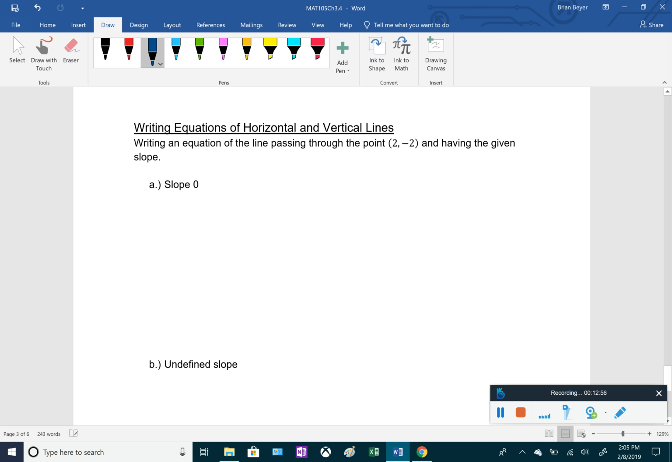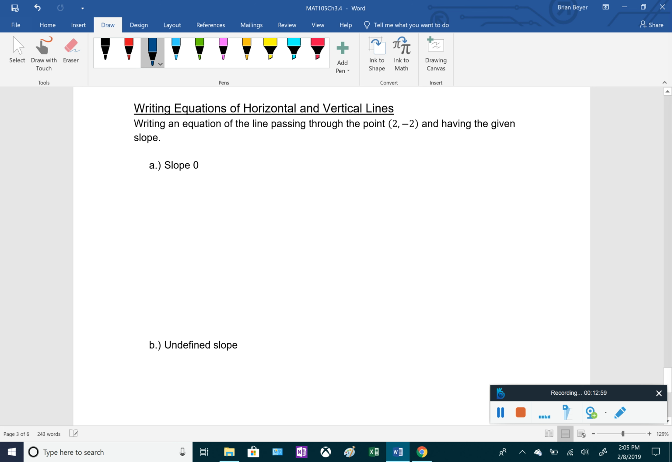Okay, the last thing was coming up with an equation of a line that was not horizontal and not vertical. Now let's come up with equations that are horizontal and vertical. For this example, let's write an equation of a line passing through the point (2, negative 2). For the first one, it has a slope of 0. Let's plot this down real quick. (2, negative 2) would be right here. A slope of 0 means m equals 0.